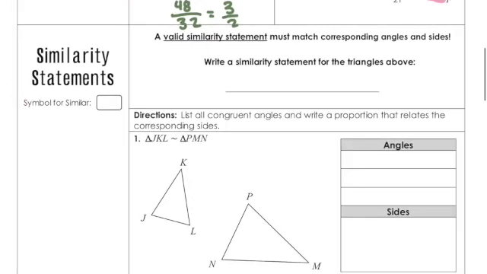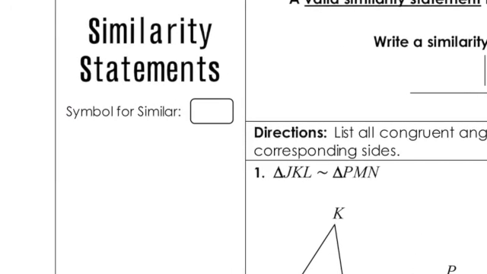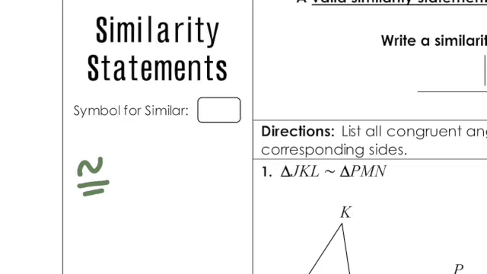So, similarity statements. What is the symbol for similar? This one's really easy. You know the symbol for congruent. It's a squiggly line, a squiggly line with an equal sign under it. Well, remember, similarity does not mean equal. So we take away the equal sign, bam, we have the symbol for similar.